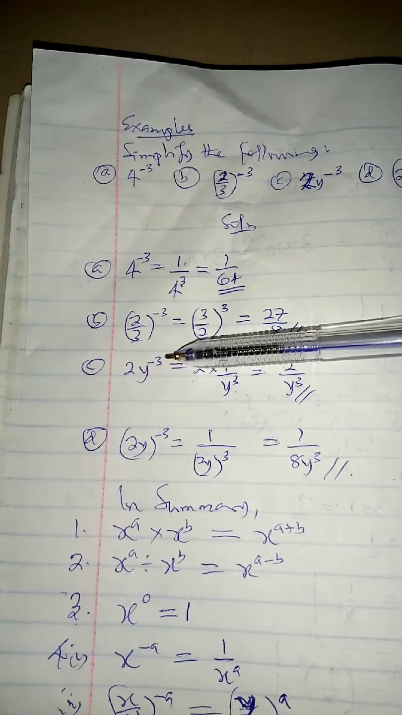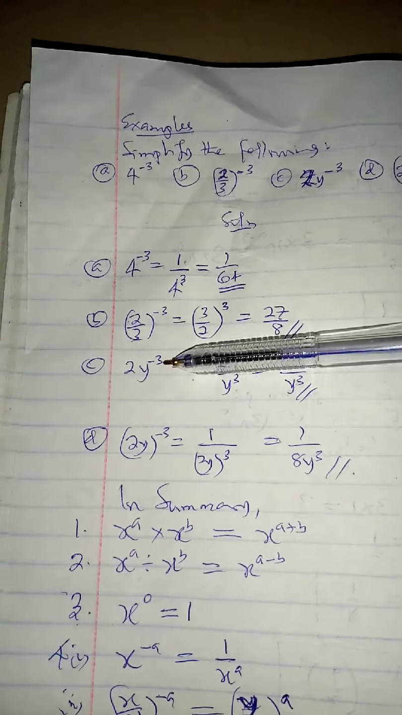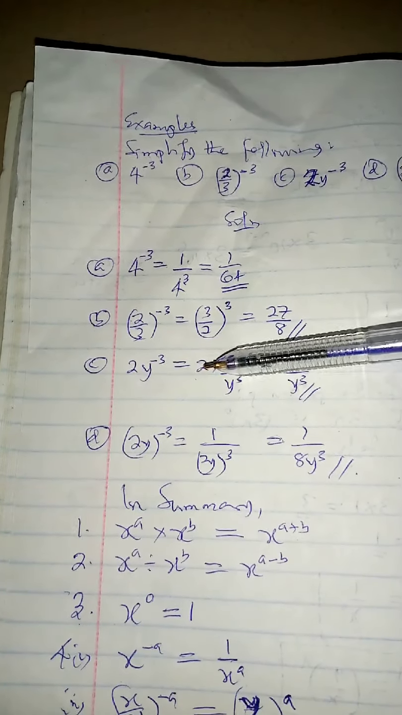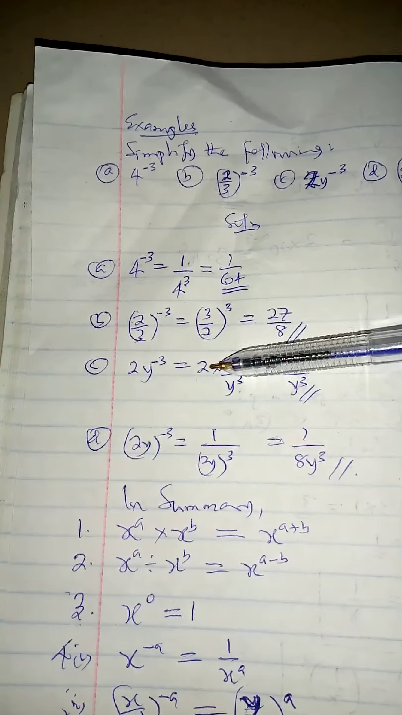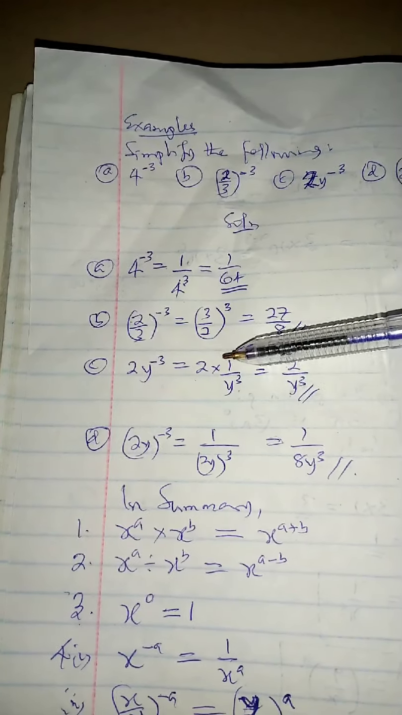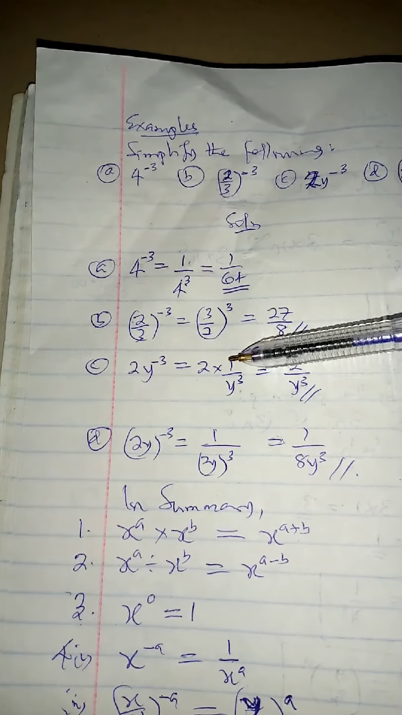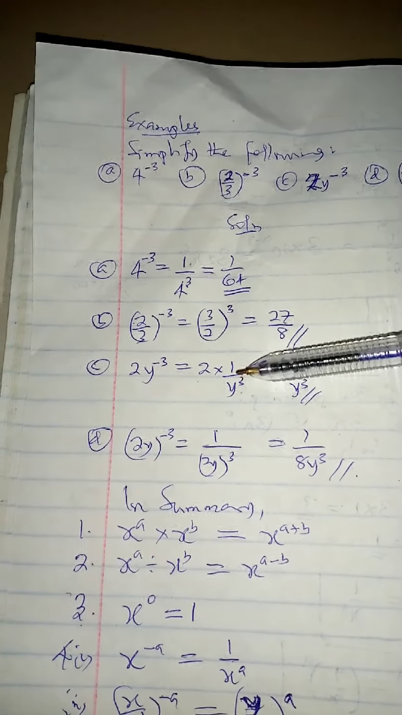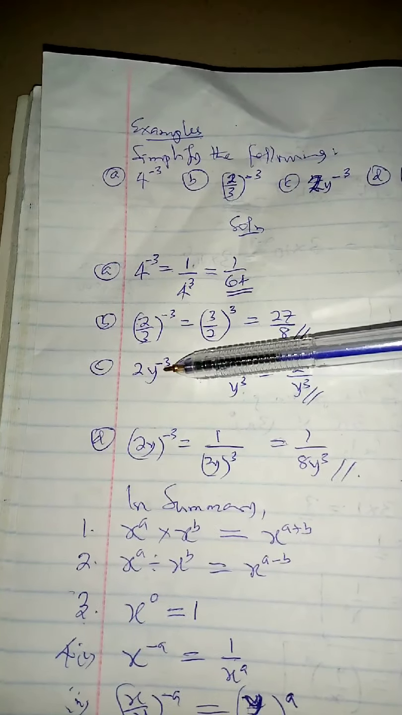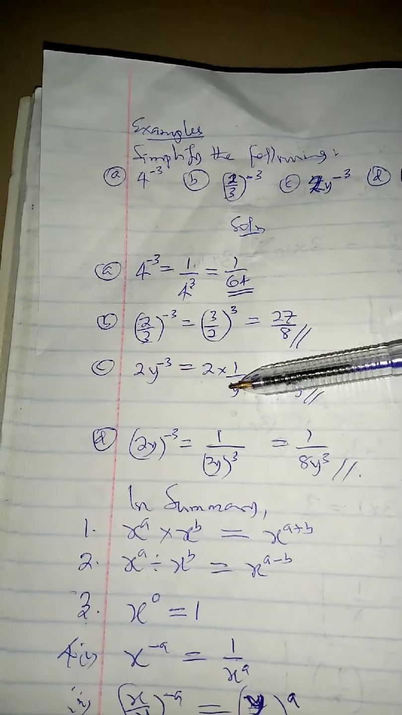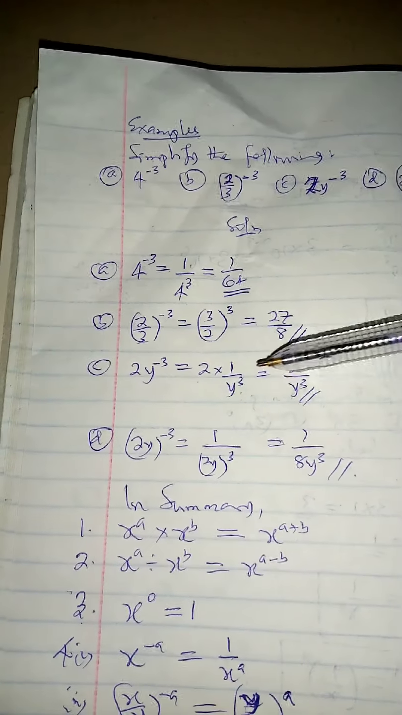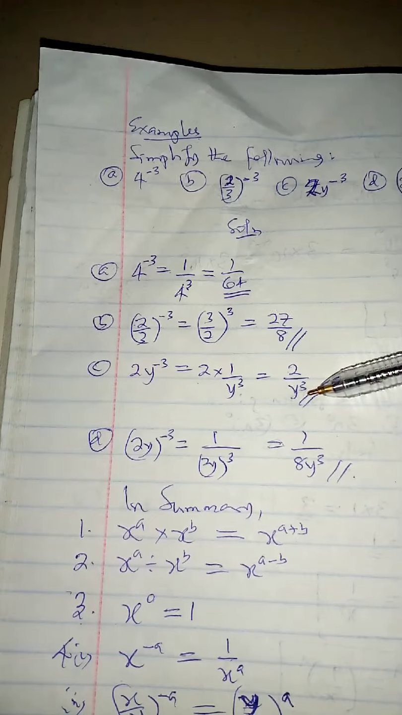2y raised to power minus 3. Here, the minus 3 affects only y. And that is why the 2 will remain at the top. So that you have 2 times, applying the first part of law number 4, it will now be 1 over y raised to power 3, just like in this case. The y raised to power minus 3 becomes 1 over y raised to power 3. 2 times 1 is 2 over y raised to power 3.